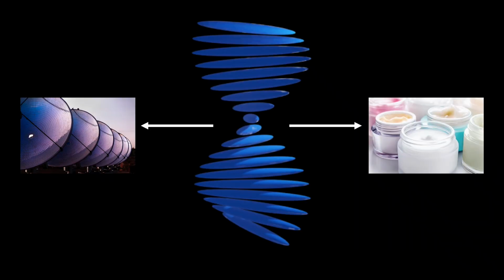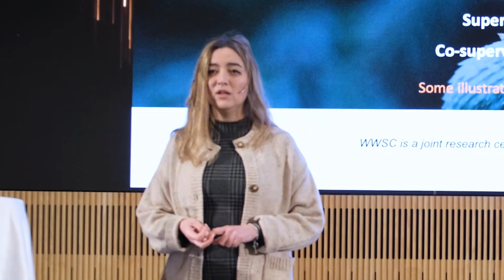For instance, aligned CNCs, due to their birefringent properties, can be used as energy storage devices. On the other hand, faded aggregated CNCs can be used as rheological modifiers to increase viscosity in food, cosmetics, and some other products. That's all from my side.